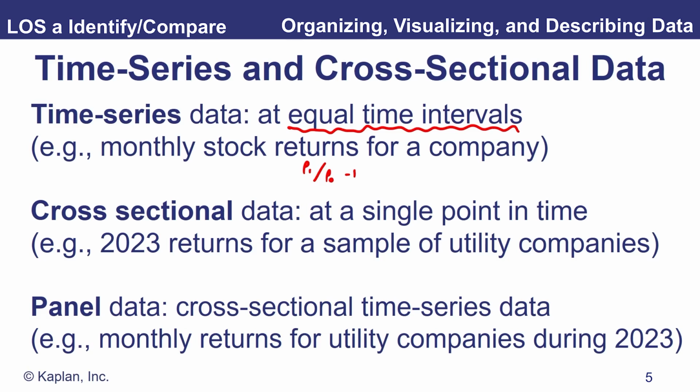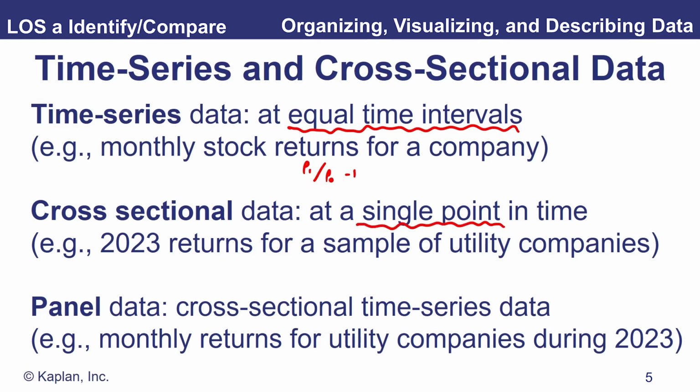Now that contrasts with cross-sectional data. Typically with my time series data, I'm looking at a single company, but I'm looking at its returns over a period of time. With cross-sectional data, I might be looking at multiple companies, but I'm interested in their returns at a single point in time. So there's our key wording there: it's at a single point in time.